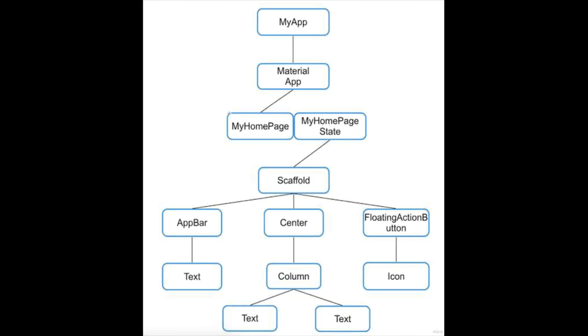Next we have my home page and my home page state. This one is a stateful widget with the combination of my home page and my home page state. We are not going to write a stateful widget right now, because later we will see how to write a stateful widget. First we need to understand the stateless widget. So we will skip this part and come to the scaffold. Where will this scaffold be used?